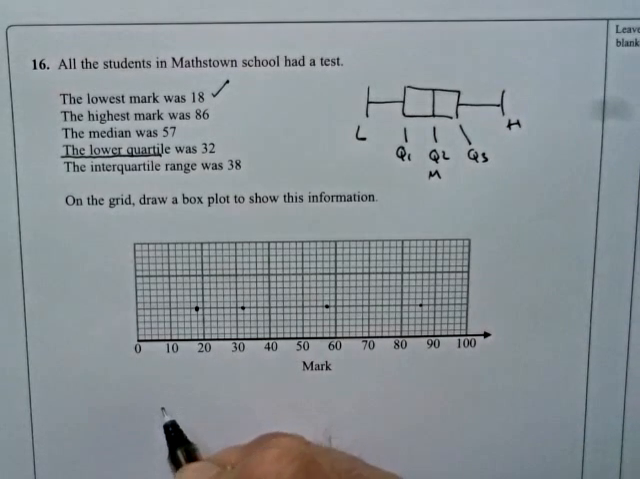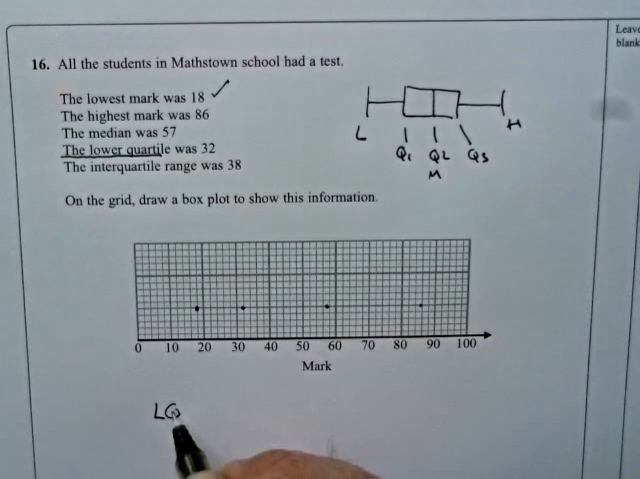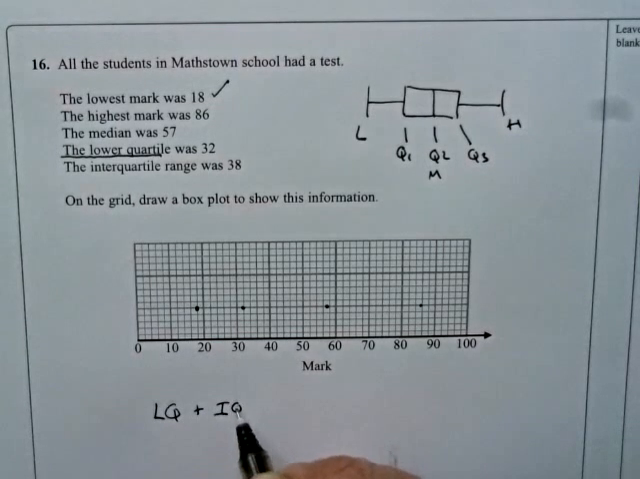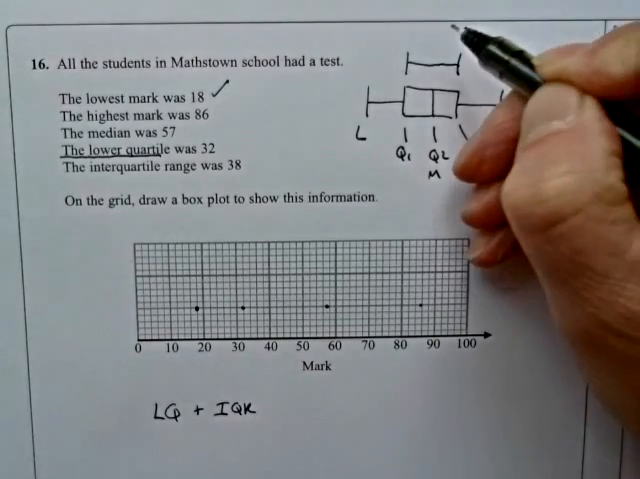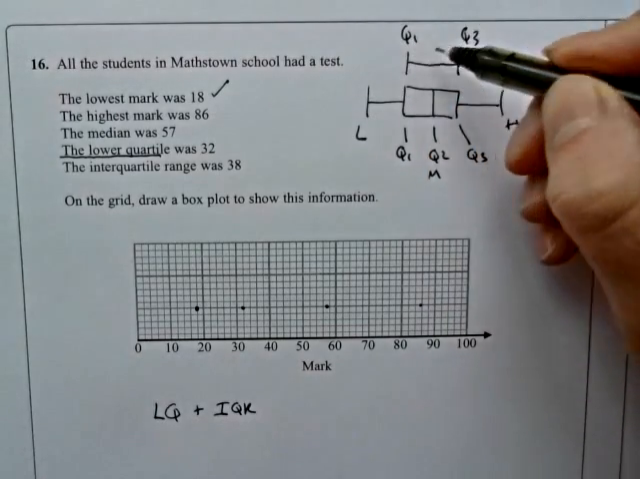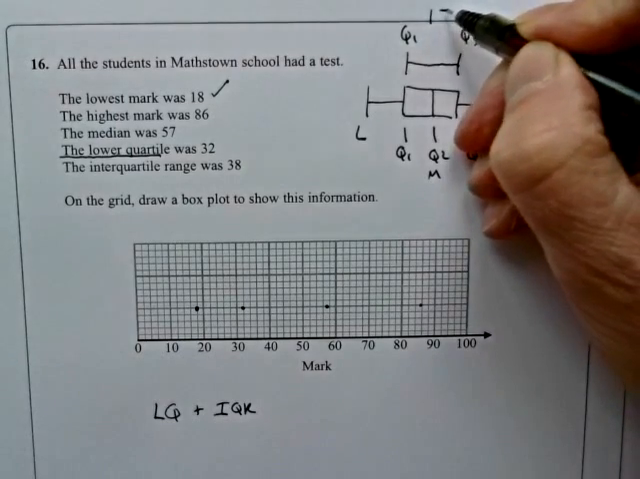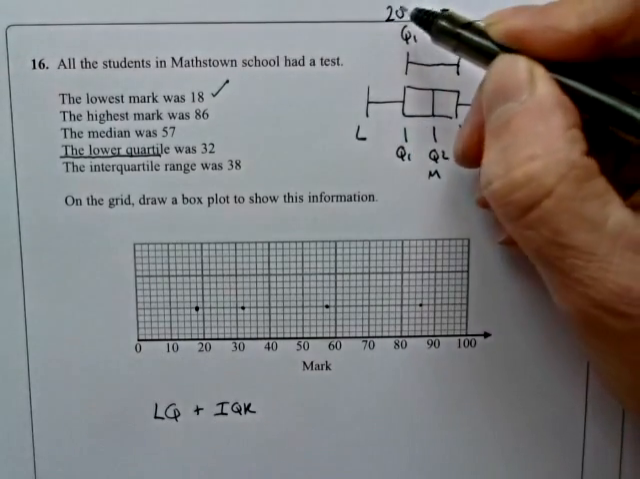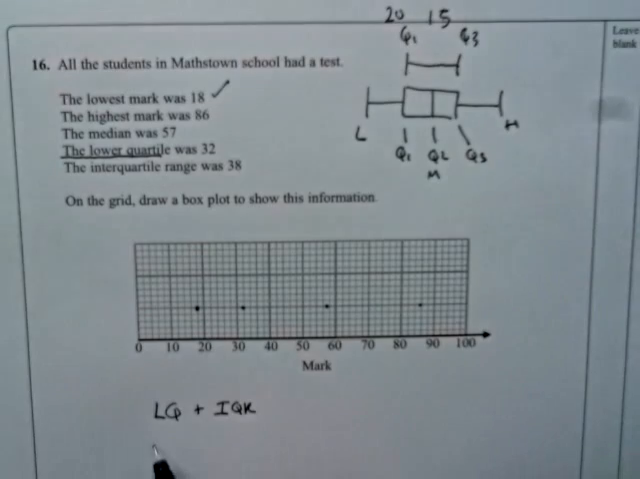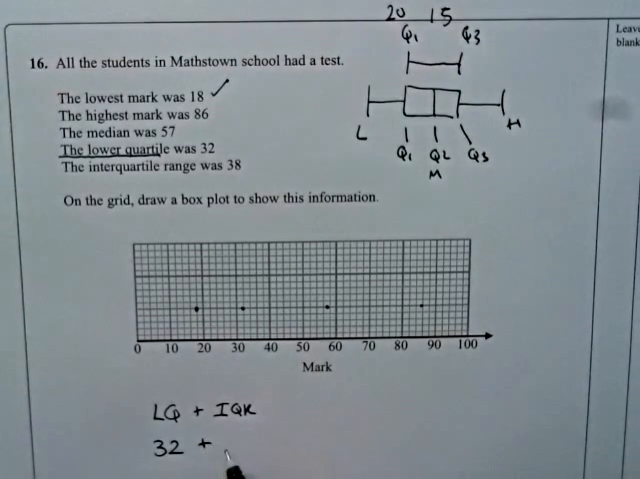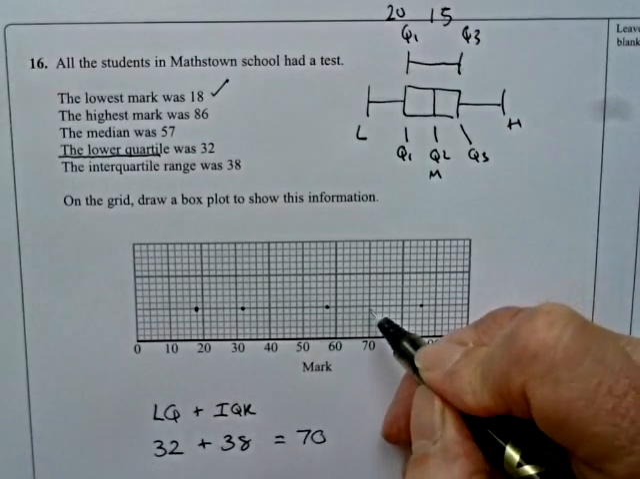Now the upper quartile would be the lower quartile plus the interquartile range. Because the interquartile range is the gap, the distance, the difference between the upper quartile and the lower quartile. So suppose that was say 15, and we knew that this was 20, then the upper quartile would be 20 plus 15. So in that particular case, we've got the lower quartile as 32, the interquartile range is 38, so we can get that by adding them together, and we've got our upper quartile of 70.